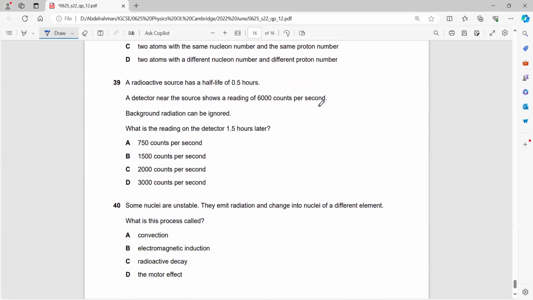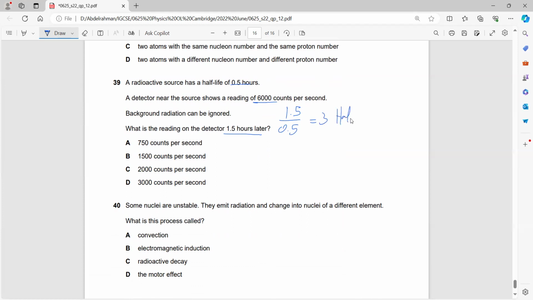Question 39. A radioactive source has a half-life of 0.5 hours. Okay, it now shows a reading of 6,000 counts per second. Background radiation can be ignored. What is the reading after 1.5 hours? Again, what do you do? Total time divided by the half-life.